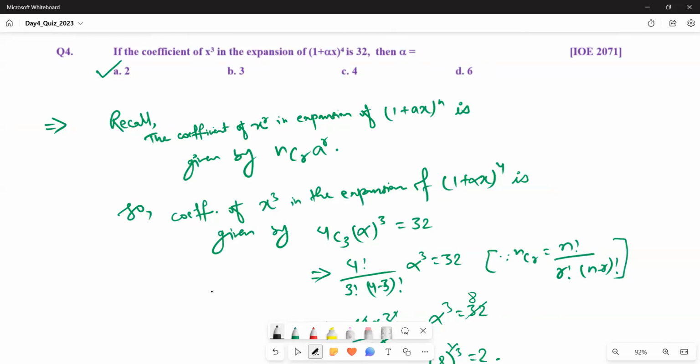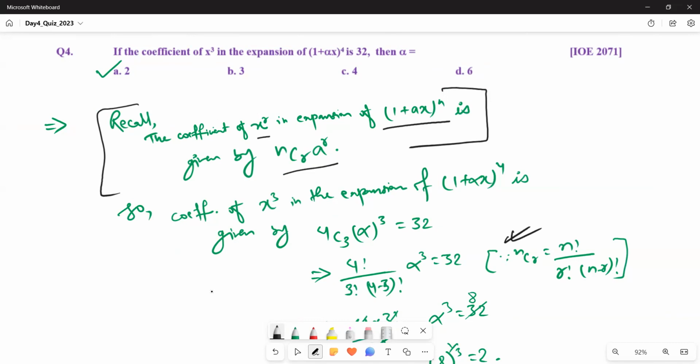So recall that the coefficient of x to the power r in the expansion of (1 plus a x) whole to the power n is given by what? nCr a to the power r. So you should just recall this. Just remember it. Here nCr is what? The nCr formula is given here.